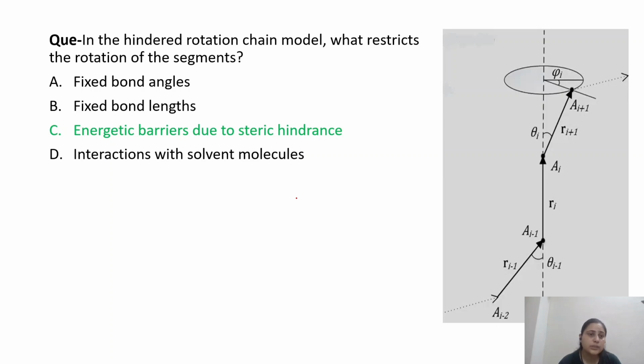So option C is correct. Option D cannot be correct because interaction with the solvent molecules is relevant, but it is not very much related to this.